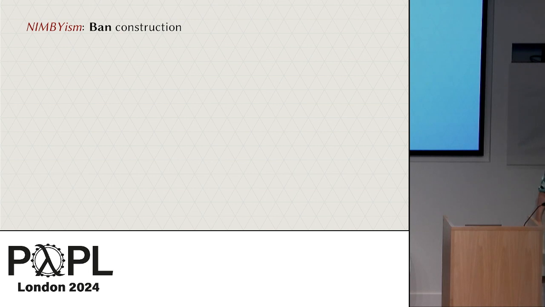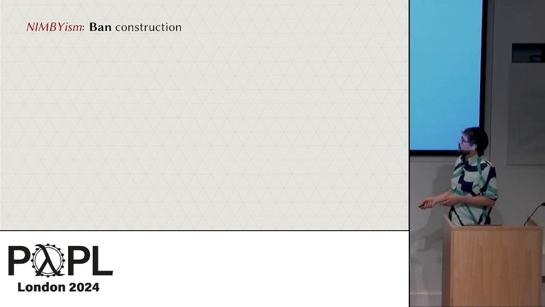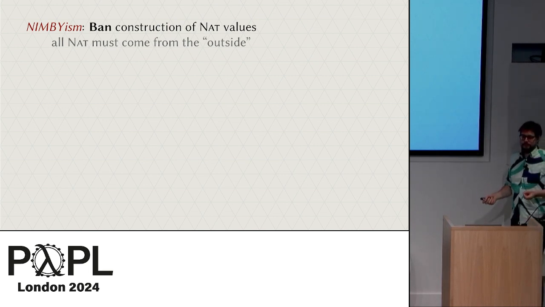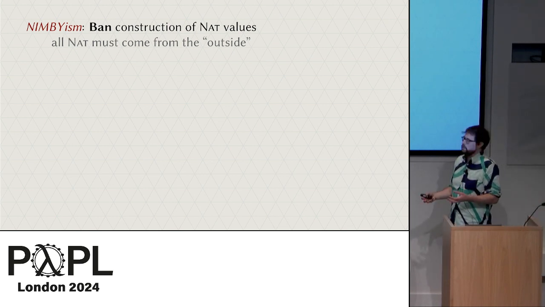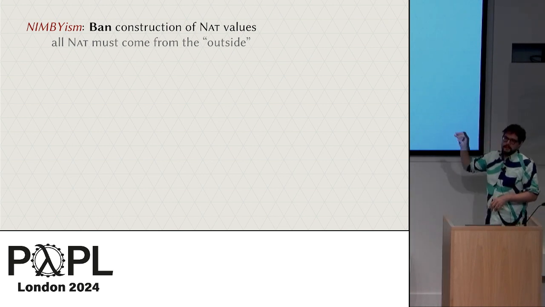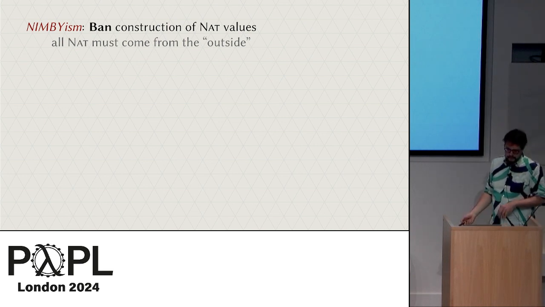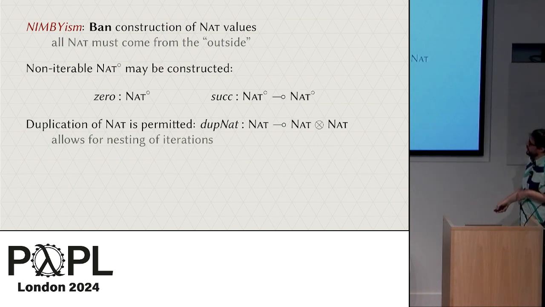And now, basically, the way to get feasibility is some kind of NIMBYism, right? We're just going to ban construction of natural number values. So we're allowed to construct these hollow naturals that we're not allowed to iterate on, but any natural number that we iterate on must come from the input, must come from the outside. So yeah, we can construct non-iterable natural numbers.